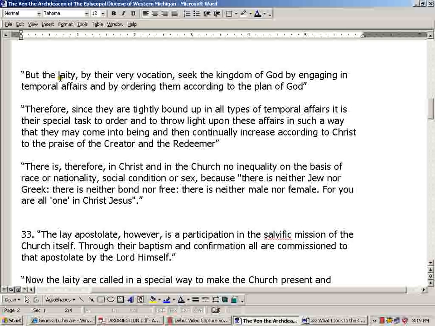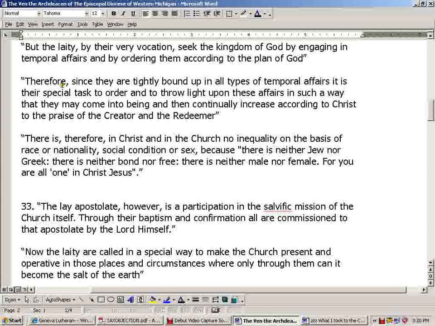But the laity, by their very vocation, seek the kingdom of God by engaging in the temporal affairs and by ordering them according to the plan of God. All we need to have is our church ID. We can go speak in the name of the Lord and be protected. Therefore, since they are tightly bound up in all types of temporal affairs, it is their special task to order and throw light upon these affairs in such a way that they may come into being and then continually increase according to Christ and the praise of the Creator and the Redeemer.